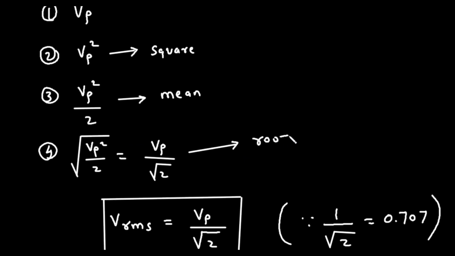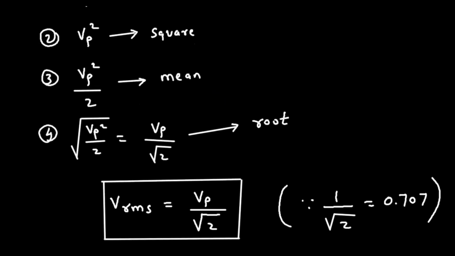So as we know, to calculate RMS value, we have to go in reverse order. That is, first we find its square, then we find its mean, and then we find its root. So it is root mean square. Finally we have taken the under root of this term Vp square divided by 2. So it will be under root of Vp square divided by 2.